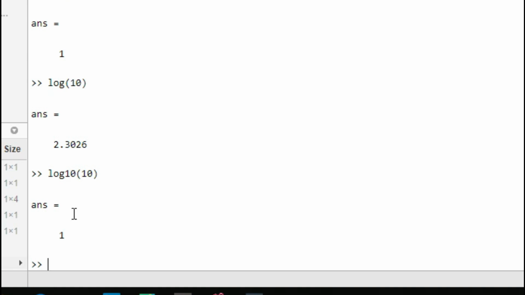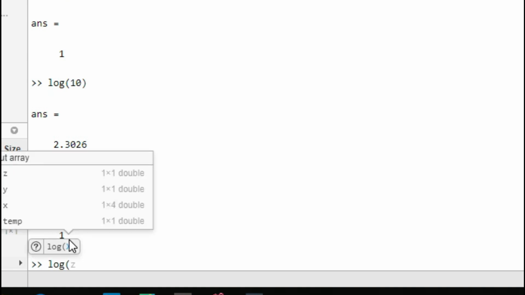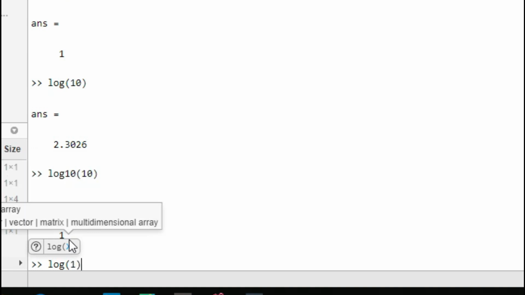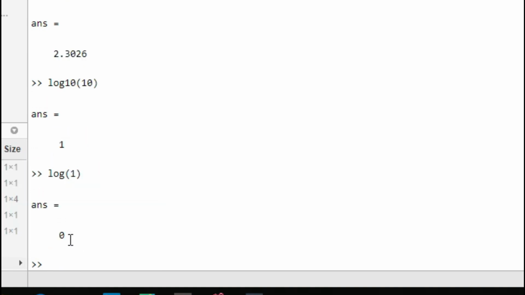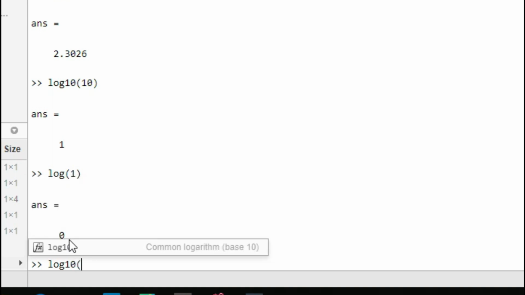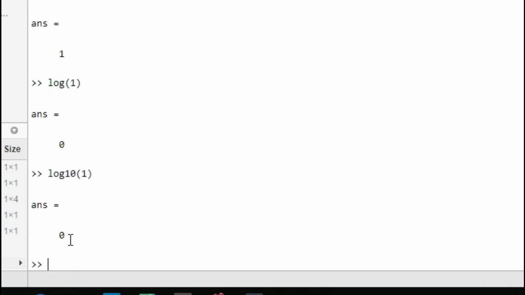So let's check log 1. Log base e of 1 gives 0. We know that log base e of 1 is 0. So let's check log to the base 10, log10 of 1, which is also 0.